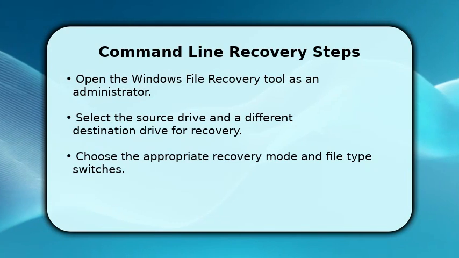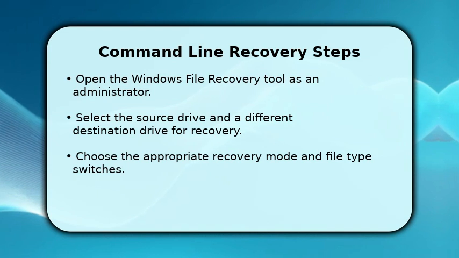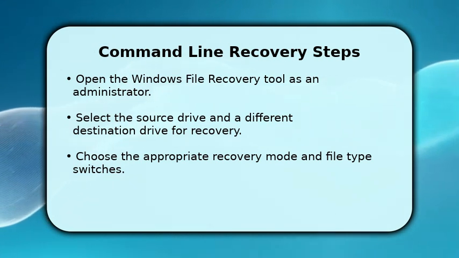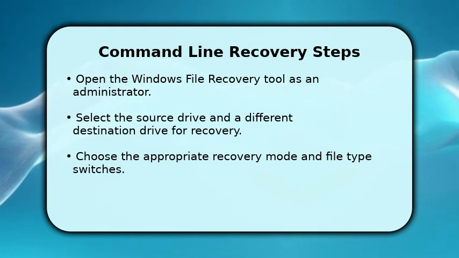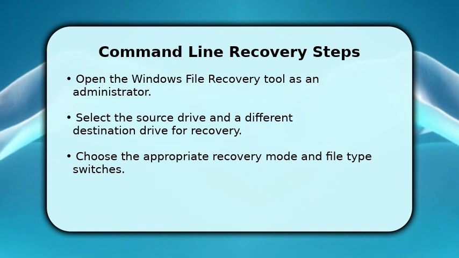To begin, open the Windows File Recovery application from the Start menu, making sure to run it as an administrator. You'll then use command line syntax, specifying the source drive where files were lost and a distinct destination drive for saving recovered data. For example, use winfr C: D: /regular to recover from C drive to D drive using regular mode. Remember to use the correct switches for your specific file types.